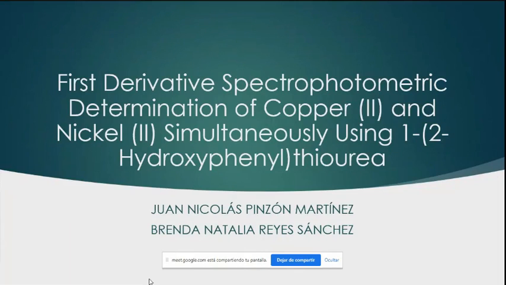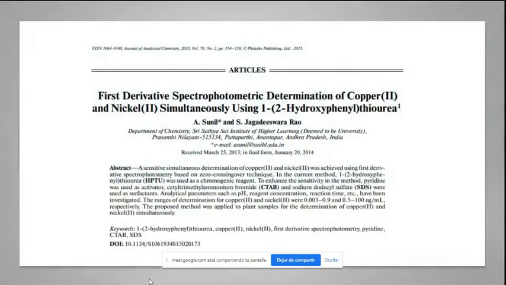and Nickel Simultaneously Using 1,2-Hydroxyphenylthiourea." The analytical problem that the professor gave us was the determination of copper 2 in aqueous solutions. And in this paper, we found that they did that, but they did it along with the determination of nickel 2, but it accomplishes and answers the problem that was initially given by the professor.